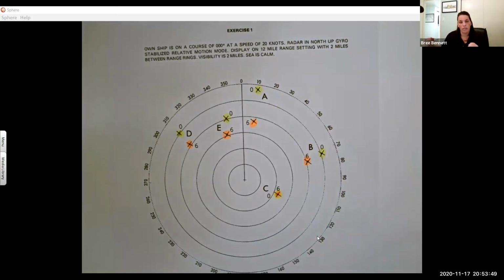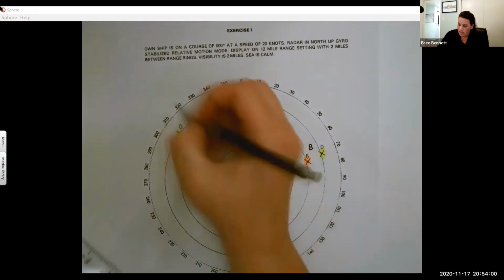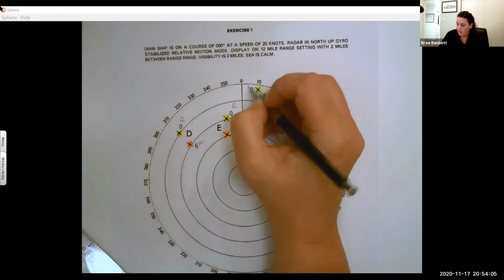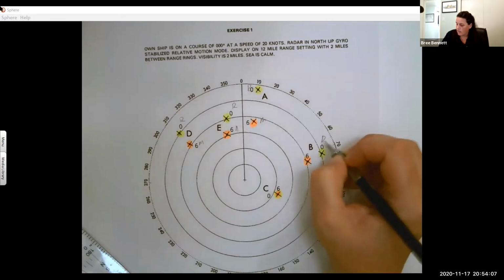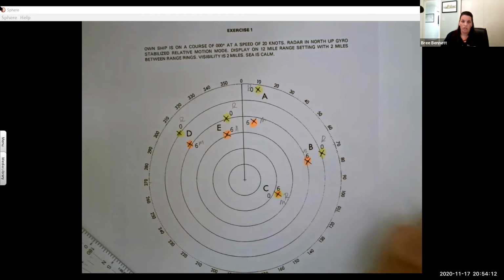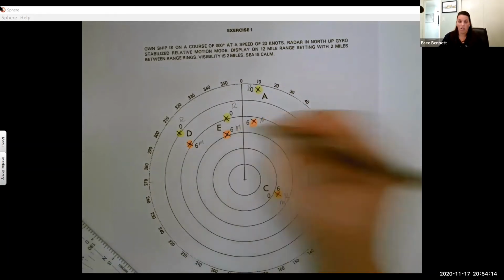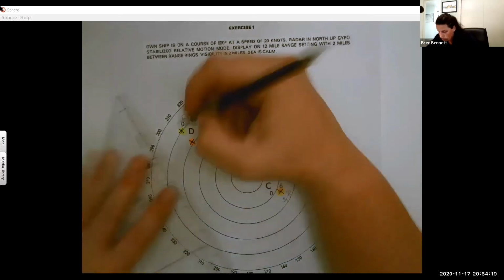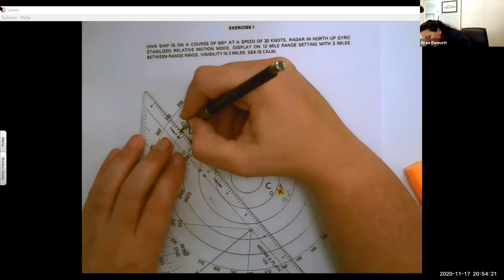So I see all these dots moving, and I want to determine which ones I need to be worried about. In order to do that, we have our R and our M, R, M, R, M, R, and M. So for our relative motion lines, we want to plot our relative motion line to see what's going to happen. So let's plot it.